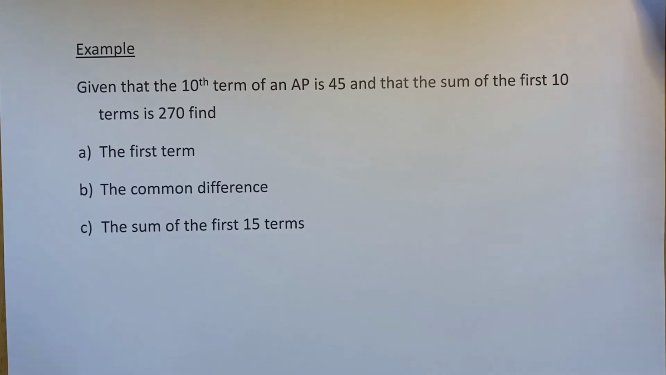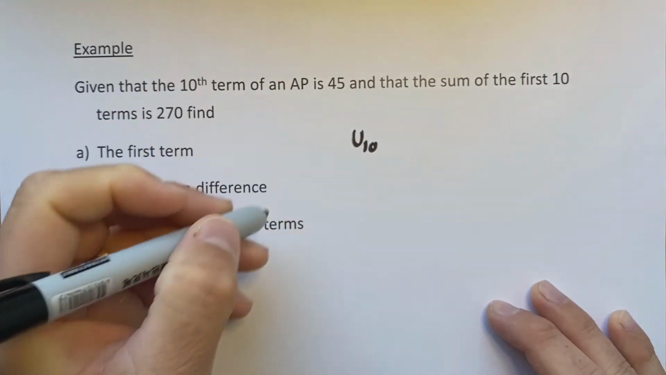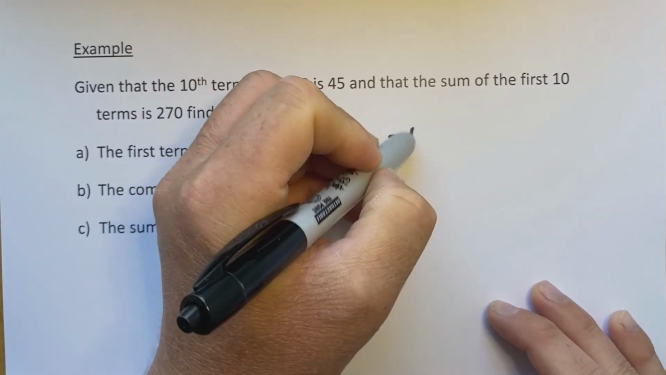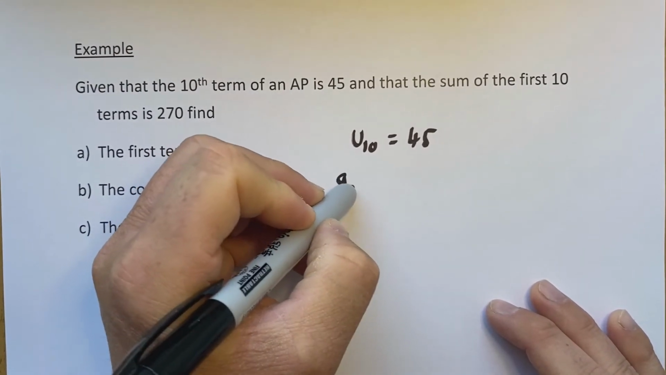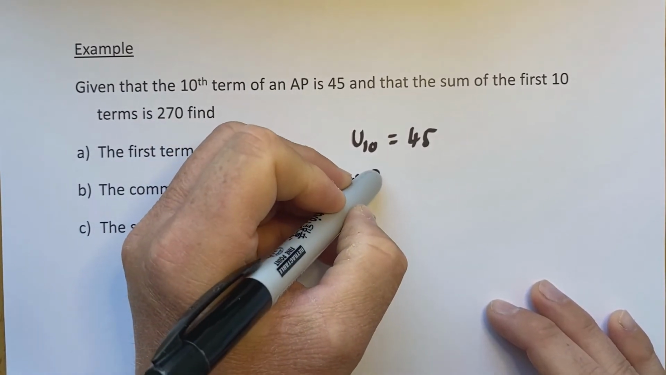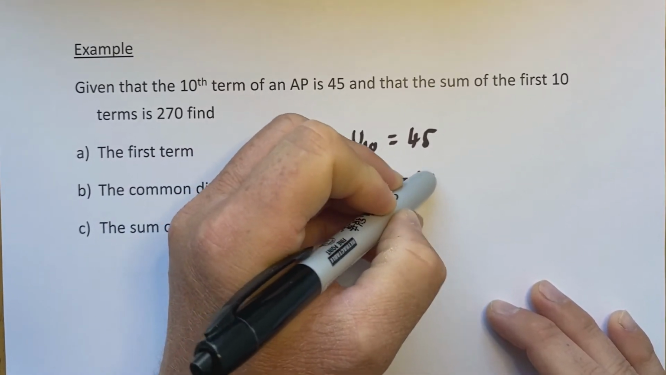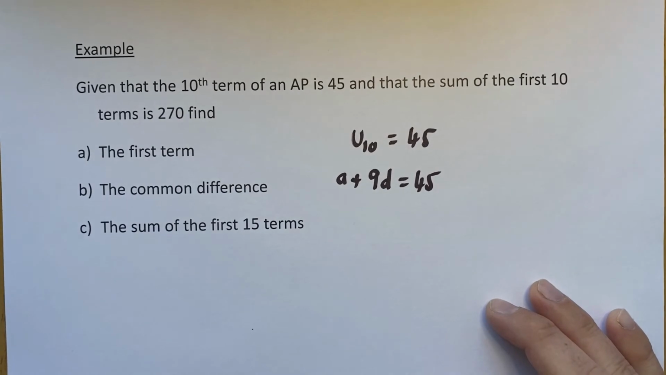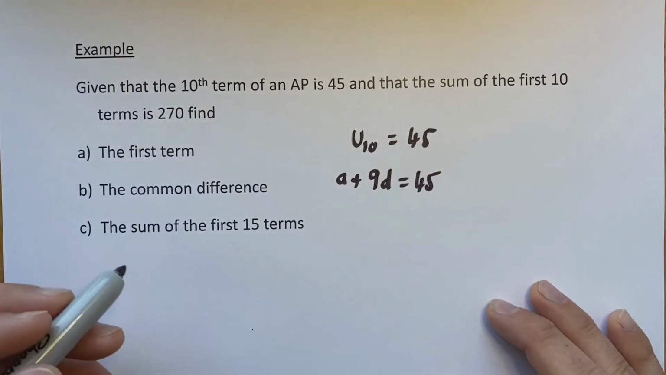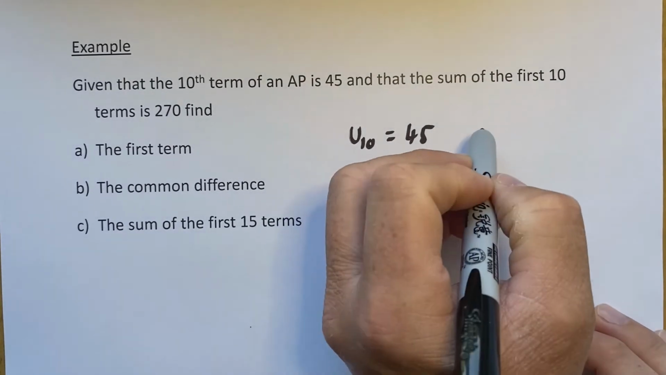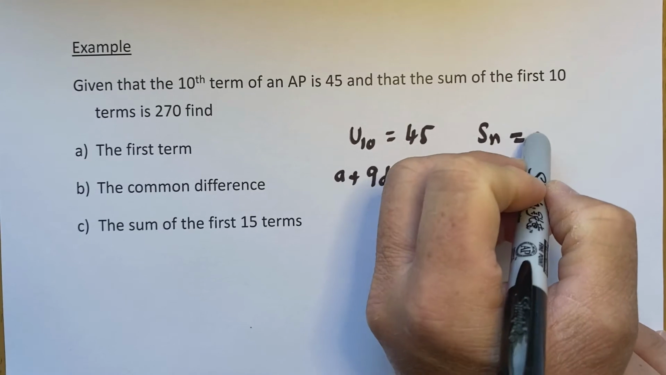So here we've been told that the 10th term, so U10 for 10th term, is 45. Now the formula for that is a plus n minus 1, so 9, d equals 45. There's a formula created. Then we're told that the sum of the first 10 terms, so we've been told that Sn is equal to 270.